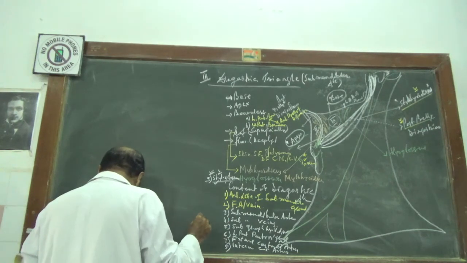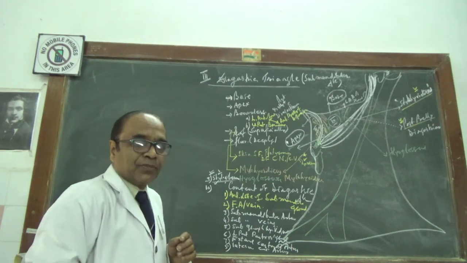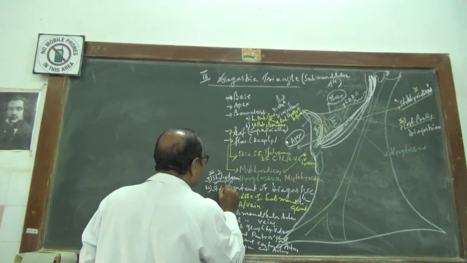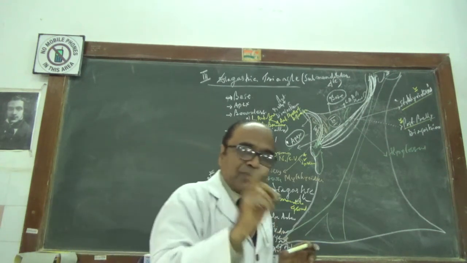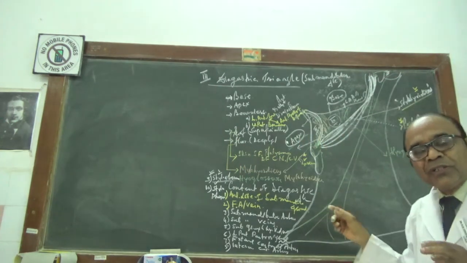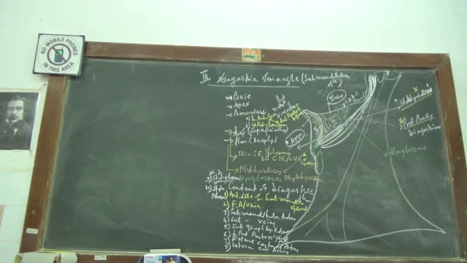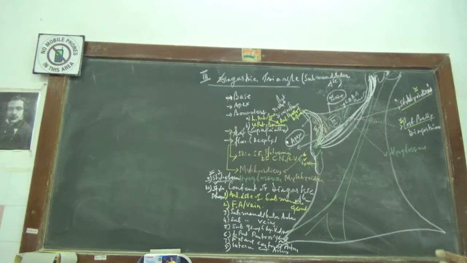Then you have one more content from the styloid process only, that is called the stylopharyngeus. Stylopharyngeus becomes one of the contents of the digastric triangle. It takes origin once again from the styloid process. So the styloid variety of muscles are stylohyoideus, styloglossus, and stylopharyngeus.